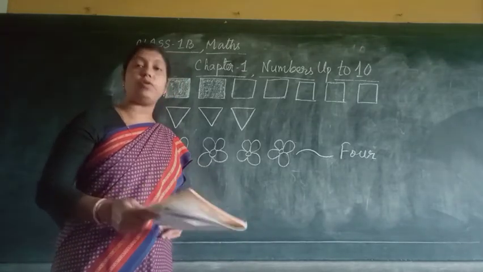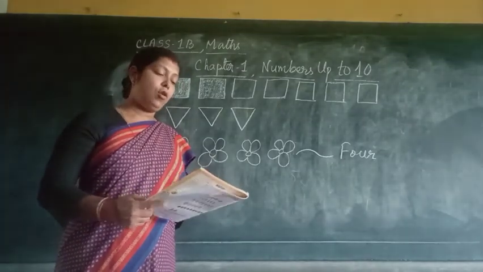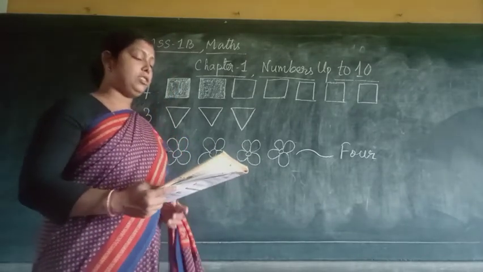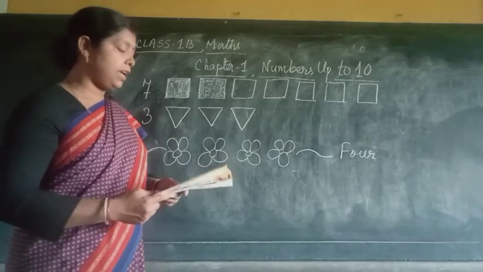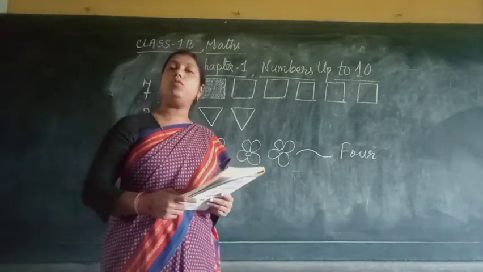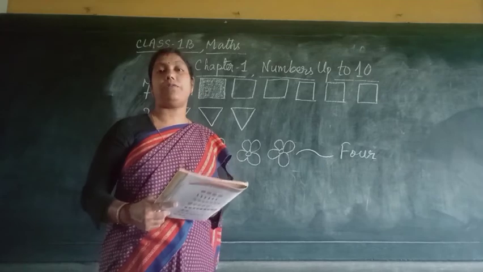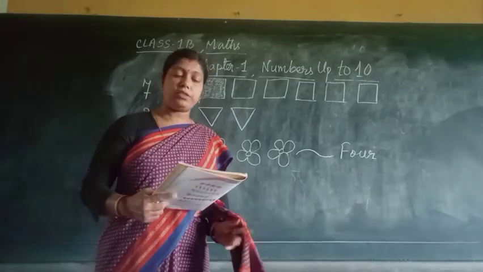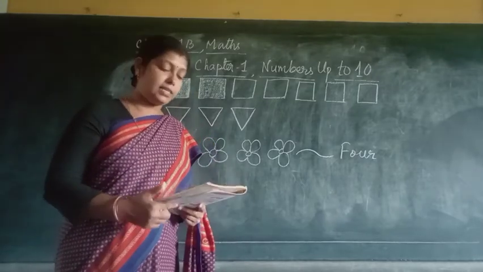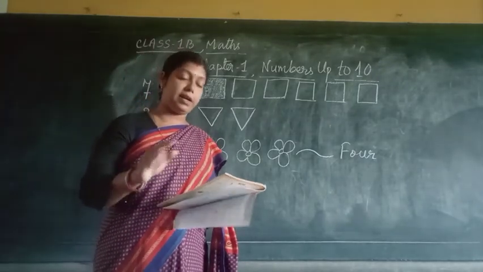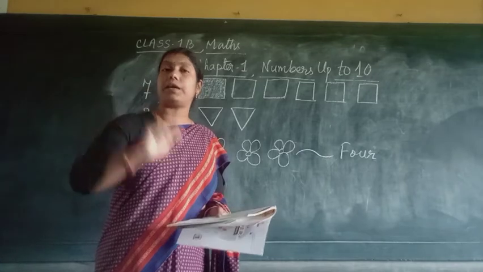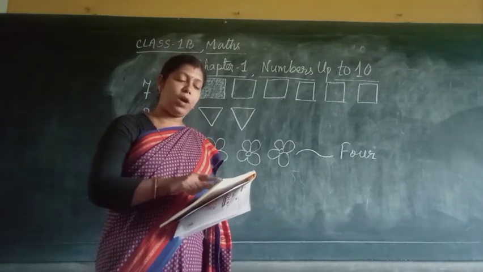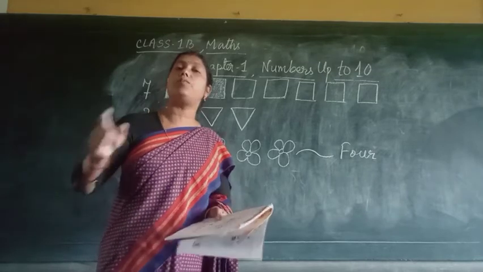Next page, let us move to the next page. This is page 7. Okay. Count the objects and write the number which comes just before it. So children, you see here. Here you know what comes before, what comes after. You already know this. Okay. So you have to count the objects. First one you see there, 6 monkeys are there. Pictures of 6 monkeys are there. Okay. But here in the box it is written 5. You have to write the number which comes just before it.